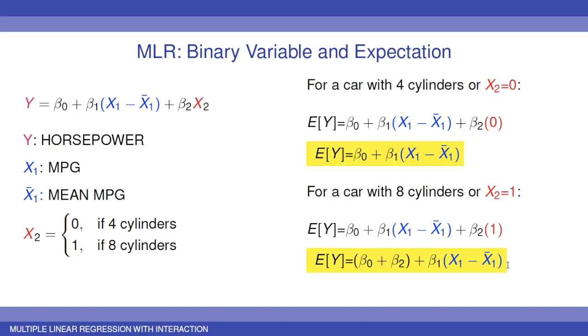Notice that the only difference between the equation for 4-cylinder cars and the equation for 8-cylinder cars is that beta 2 is added to beta 0. The slope remains the same. In conclusion, even though the intercepts have changed from beta 0 to beta 0 plus beta 2, the slopes are equal for a car with 4 cylinders and a car with 8 cylinders.